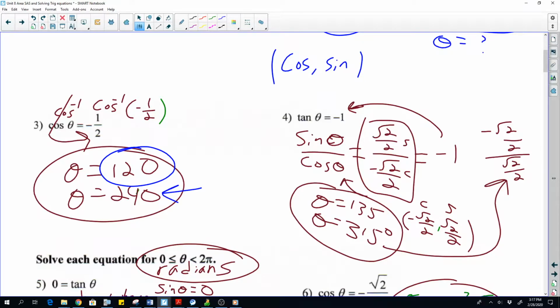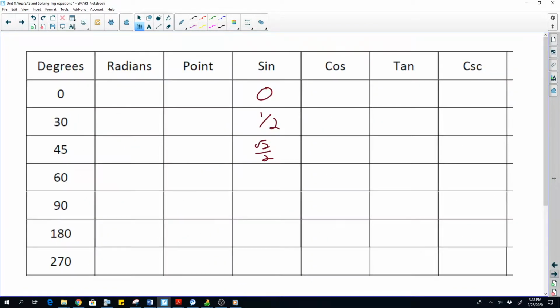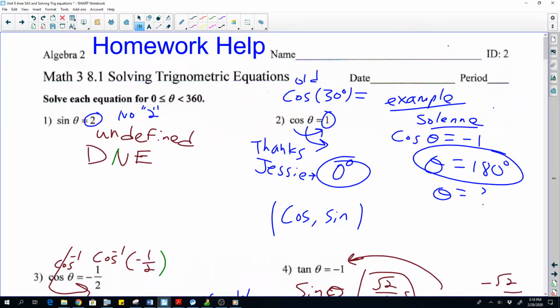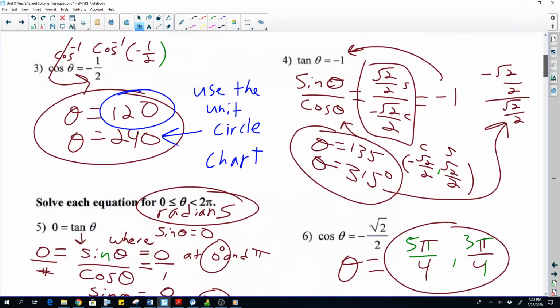So that's why we need to use the unit circle as well as the chart that we're going to show you next time. We also have a chart that we're going to fill out next time together as well. That chart is going to look like this right there. So definitely take a look there and use that chart. But you can use the unit circle on these for now before we do that chart.